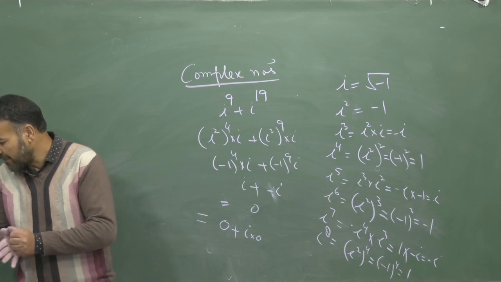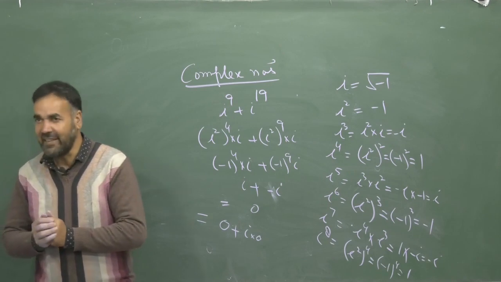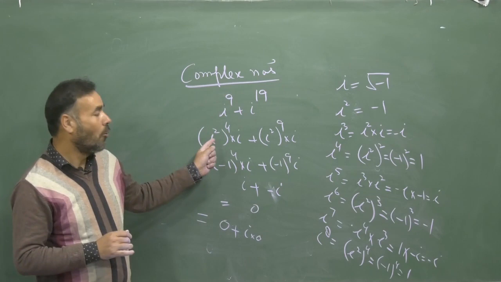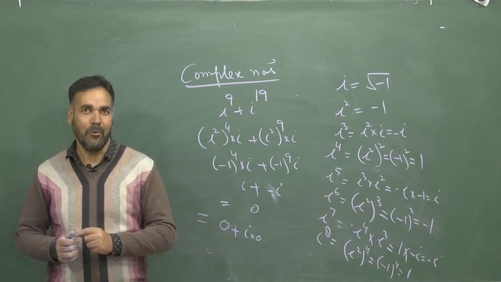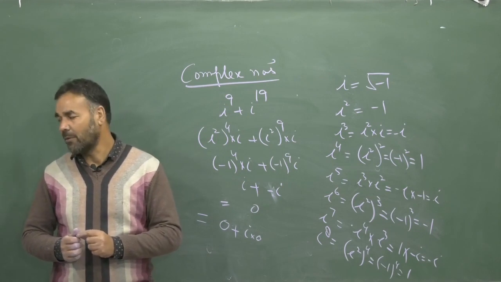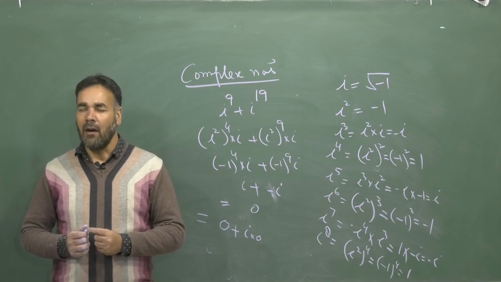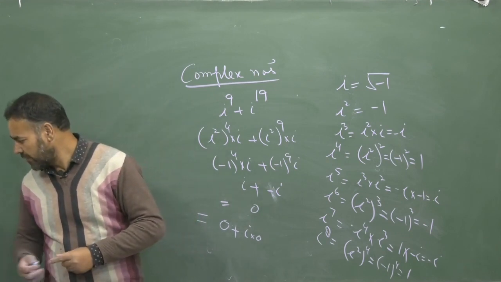Now if you take iota raised power 9 plus iota raised power 19, it is better to write it as iota raised power 4 whole square, iota 4 raised power 2 into iota, because the exponent is either in the form of 4k, or 4k plus 1, 4k plus 2, or 4k plus 3.